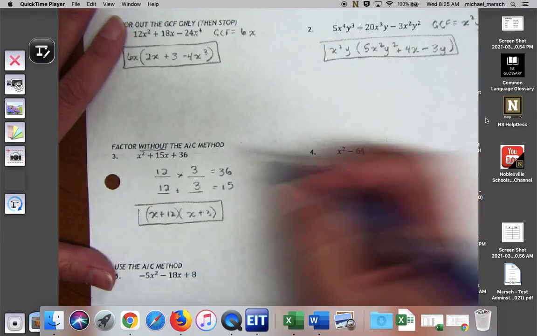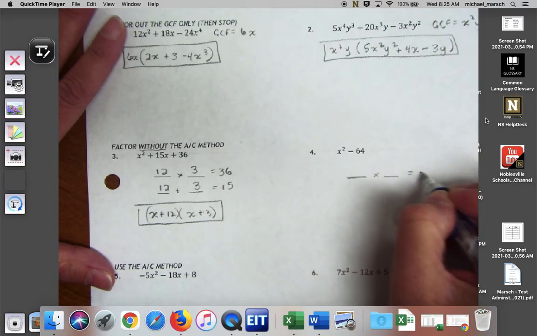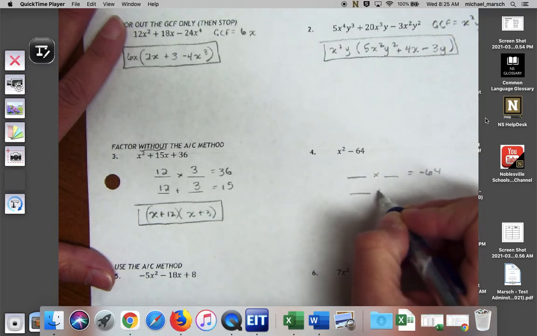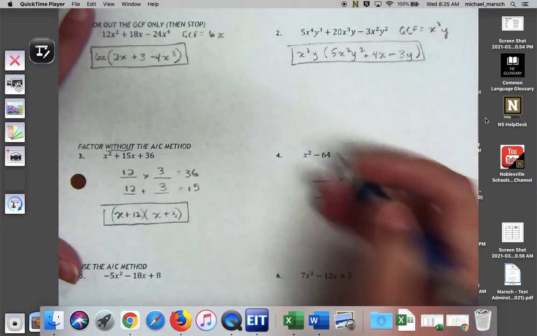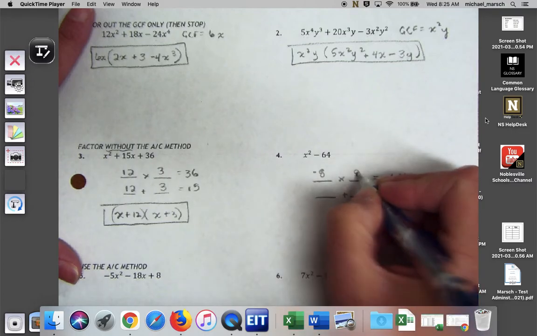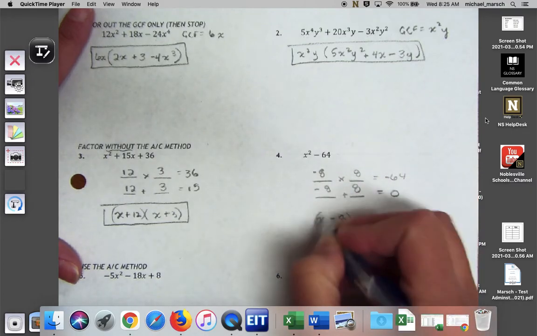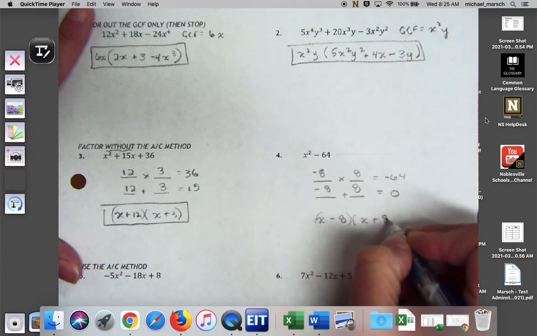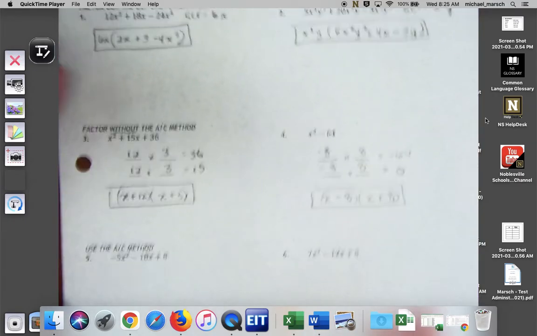We did number 4 together in class. Remember, this is the same, except it just doesn't have a middle term. So I have what times what gives me negative 64. What plus what gives me 0, because I need that middle term to cancel out. And this is where we all agreed on 8 and negative 8. So we get x minus 8 times x plus 8. And that one should be done on your paper.